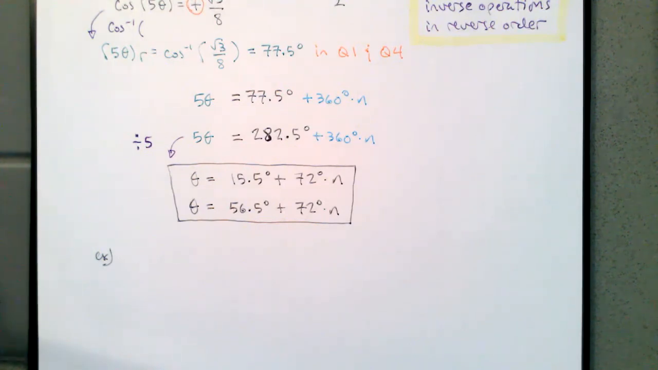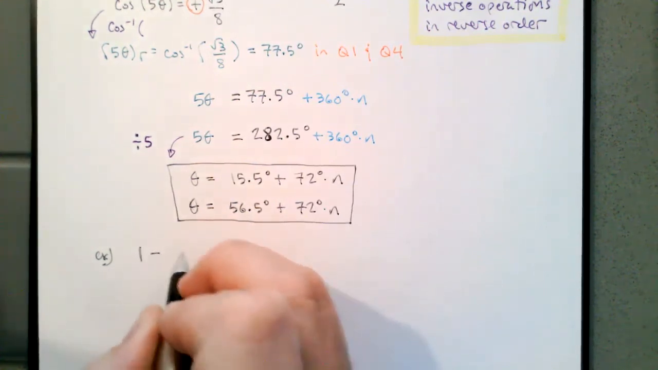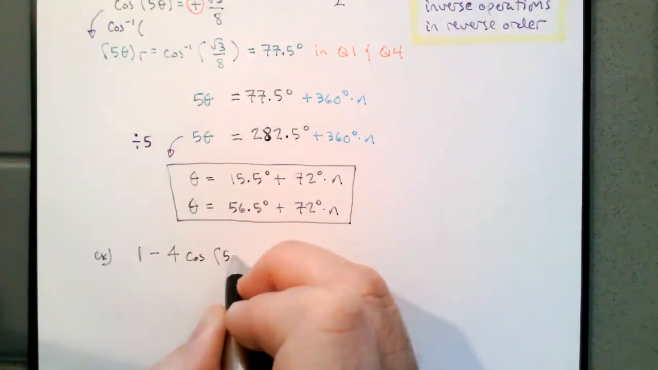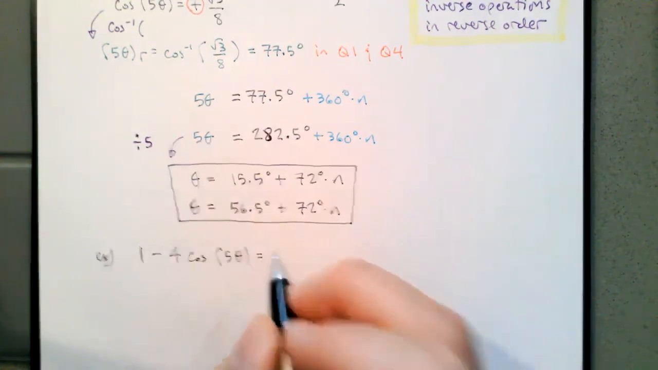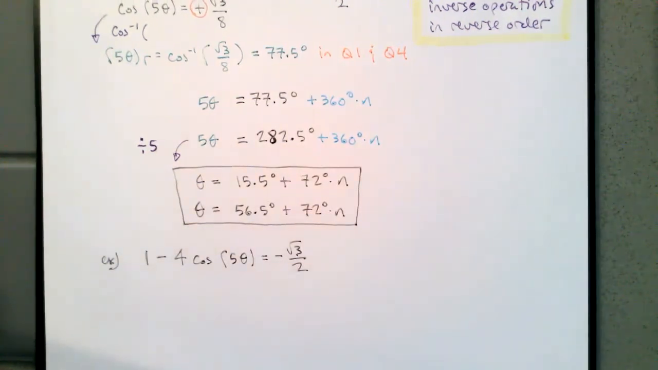Oh, I can do 1. Let's suppose that I had the equation 1 minus 4 cosine of 5 theta is equal to negative root 3 over 2.